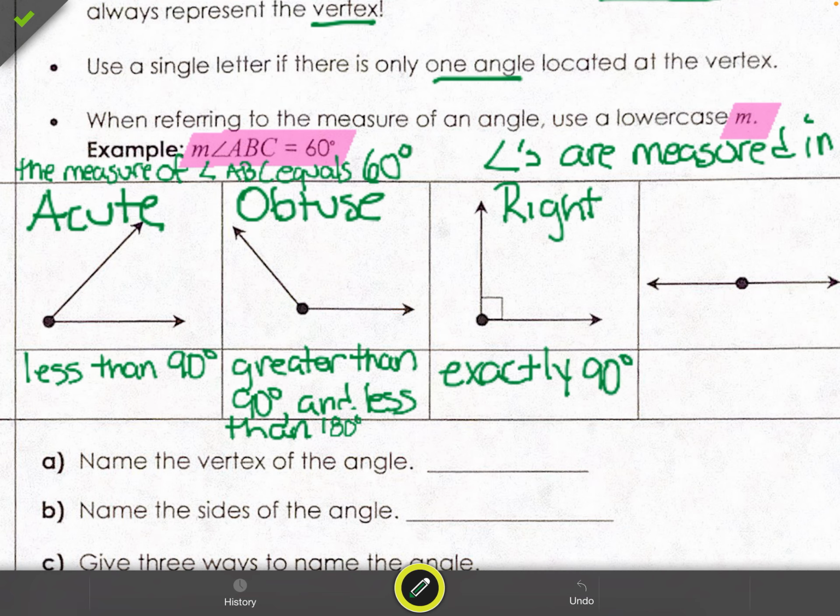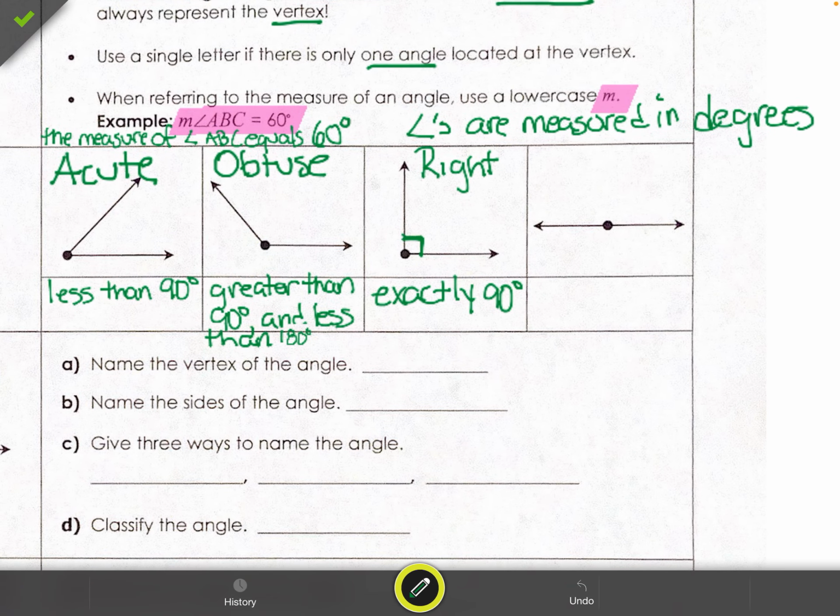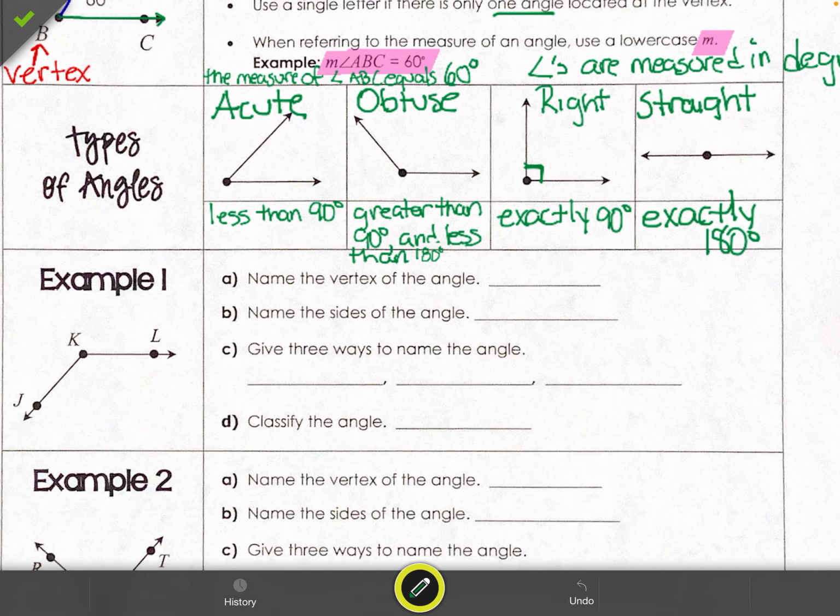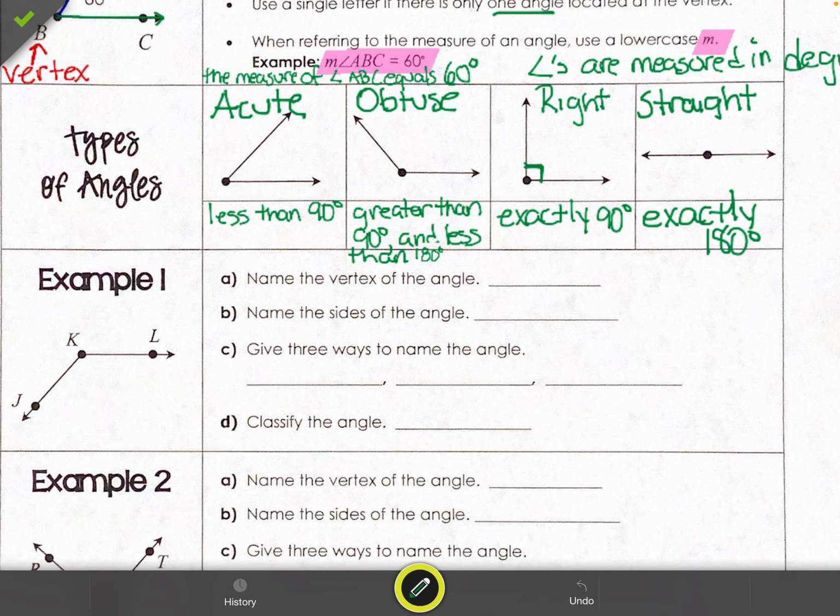And they will indicate that to you by putting this little box in the corner. And it looks like a corner. That's a 90-degree angle. And then the last one is what we call a straight angle. A straight angle measures exactly 180 degrees. So, we will be seeing those types of angles.